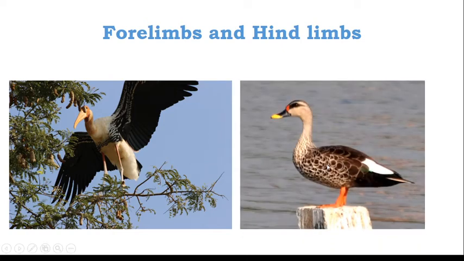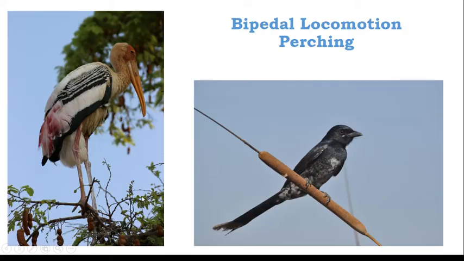Coming to the hind limbs, the hind limbs are very strong ones. They are shifted forward to balance the body while walking, because the forelimbs are modified into wings. These hind limbs are also adapted for scratching, perching, swimming, etc.